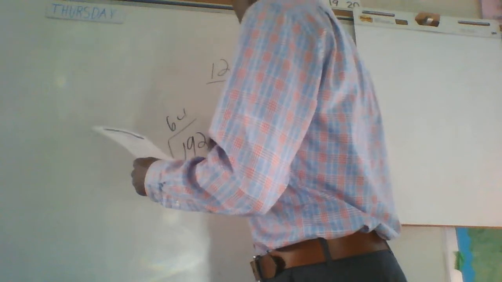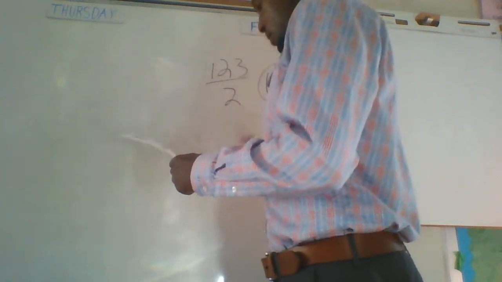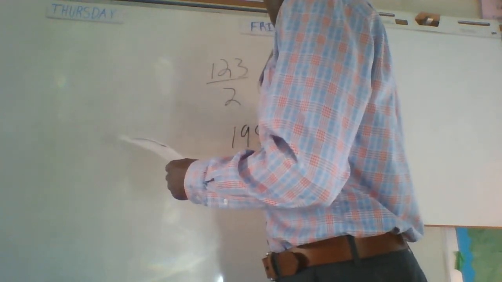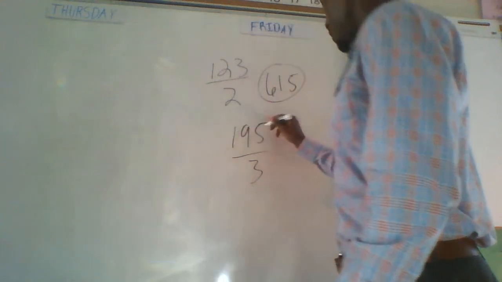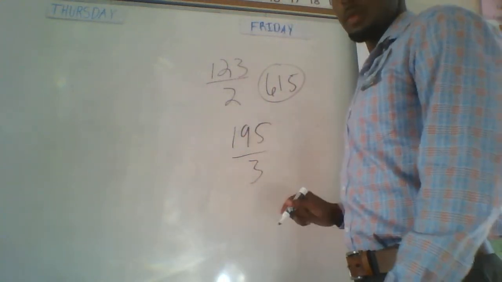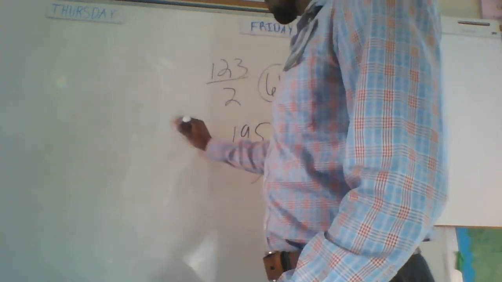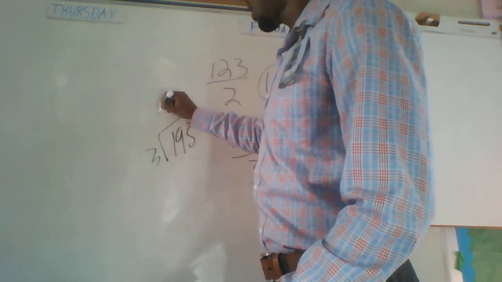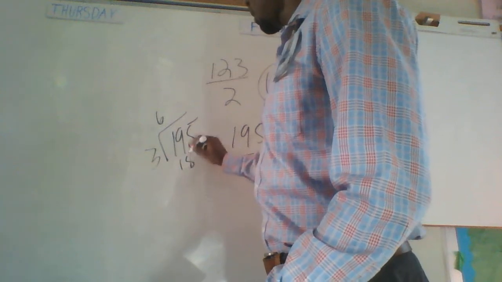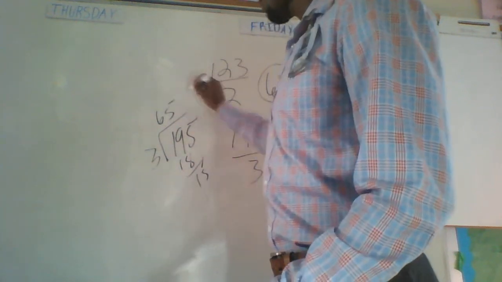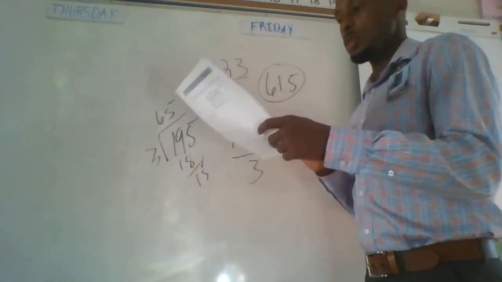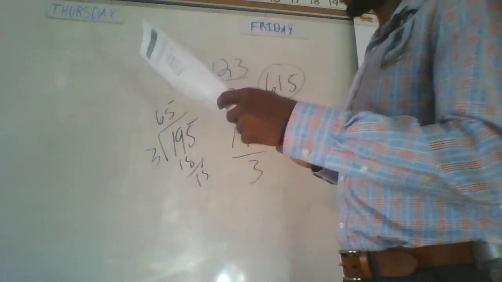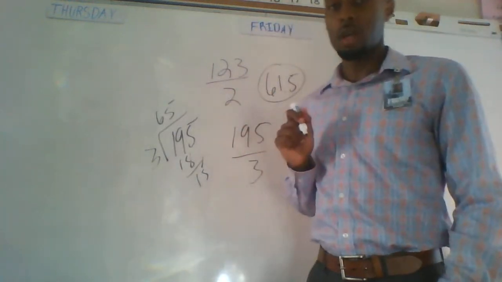And then 195 divided by 3. 10, 15. 15 can be divided by 3, so we know that this is a whole number as well. 195 divided by 3, 6, 18, 65. Okay, so this one, 123 over 2, Ashley, that's the one that is a rational number but not a whole number.